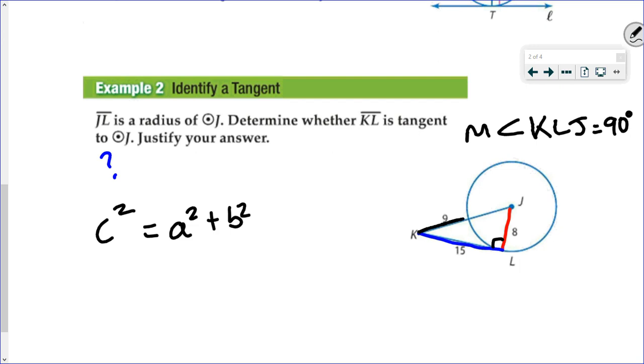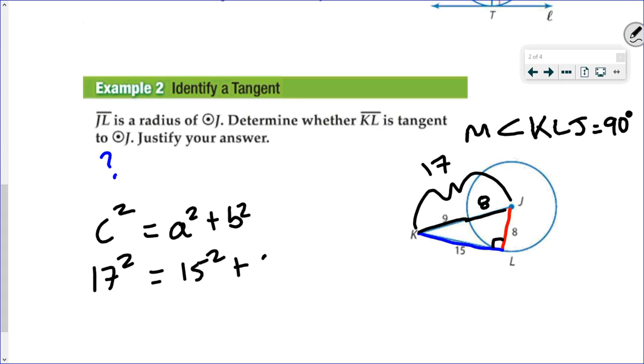If, of course, C is our hypotenuse, well, what would the hypotenuse of this right triangle be? Looks like this segment's 9. This other segment here would be 8 because it's also a radius. So the full hypotenuse we should be checking here would be 17. So is 17 squared equal to, the other two are just legs, 15 squared plus 8 squared? Well, let's see here. So 17 squared is 289. Is 289 equal to 225 plus 64?